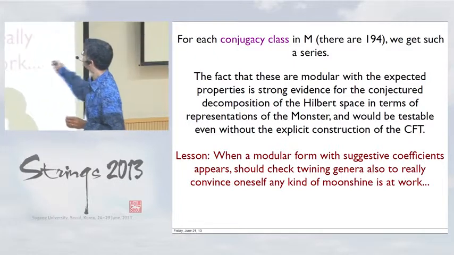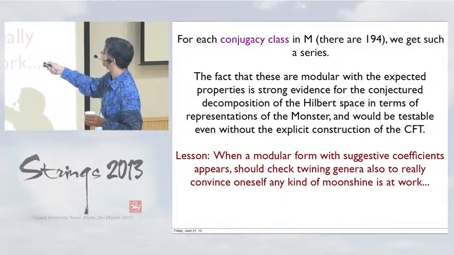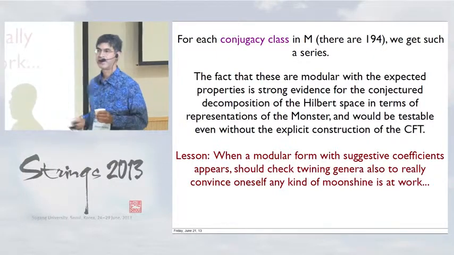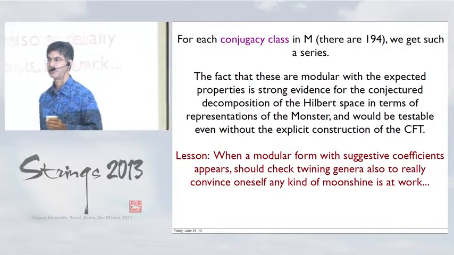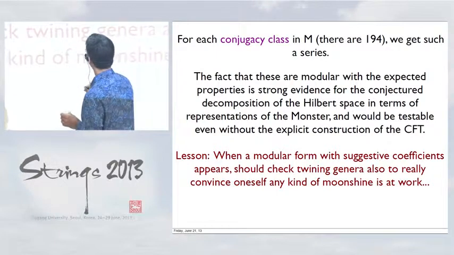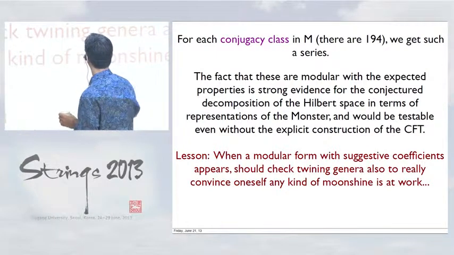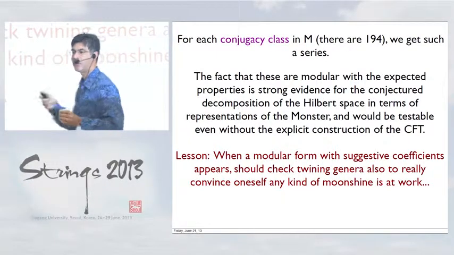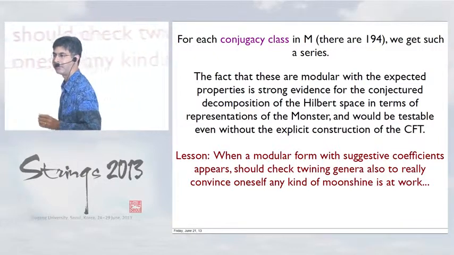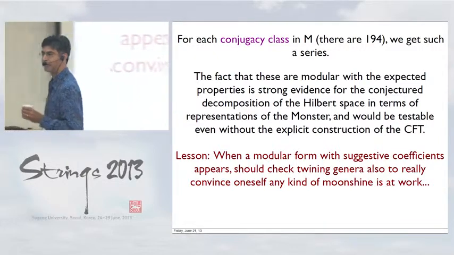Now, the fact that these are modular with the expected properties was strong evidence for the conjecture even before the bosonic CFT was constructed. And in fact, it could have been checked given your guess for the decomposition in terms of monster reps, even if you hadn't gone and constructed the explicit CFT. So it could be checked beforehand.